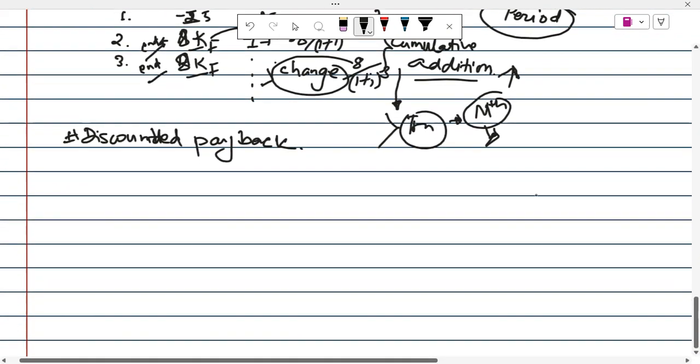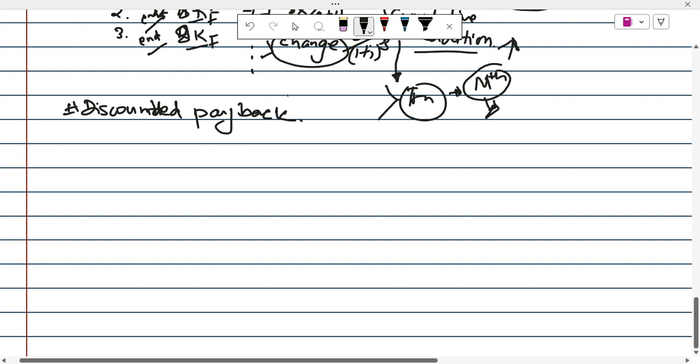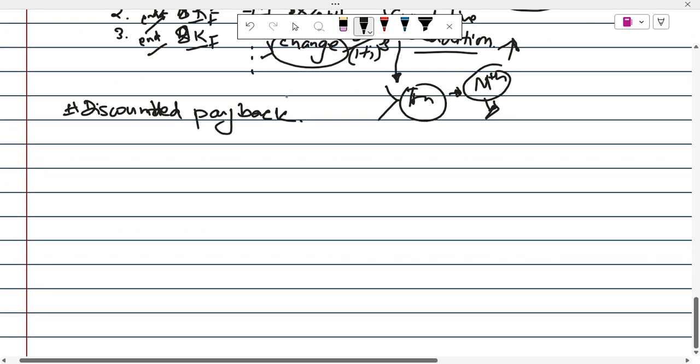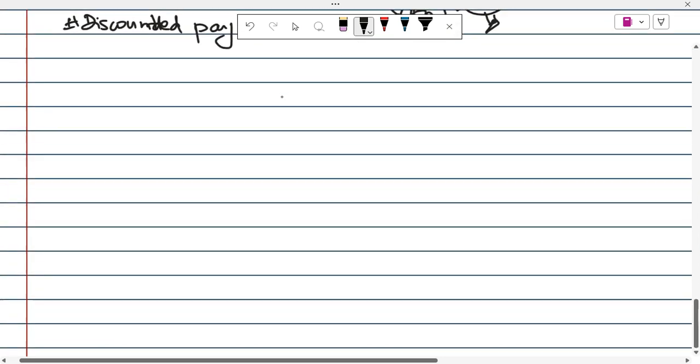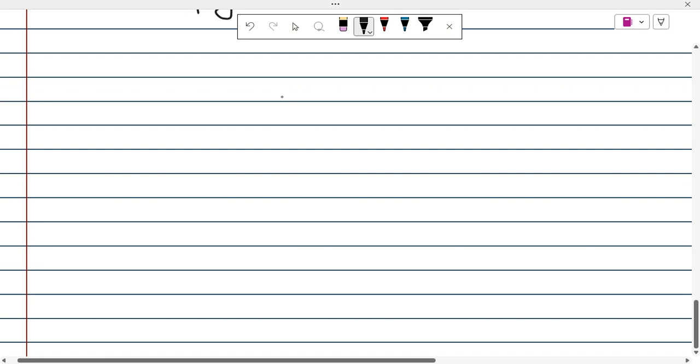This is our first form of evaluating a project and developing the economic analysis of a project.